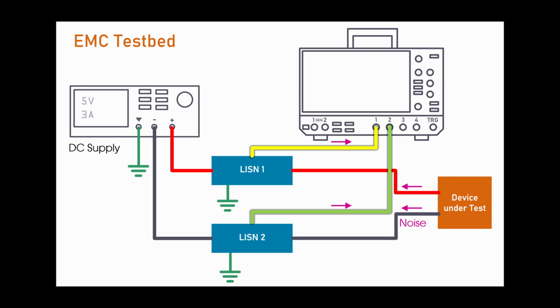The diagram here shows a general idea. A couple of line impedance stabilization networks are needed to isolate the DC power supply, and then the noise present on the power rails is coupled into two channels on the scope. The MXO is configured to show the spectrum of either the sum or the difference of the channels, which represents the common mode or the differential mode noise respectively.